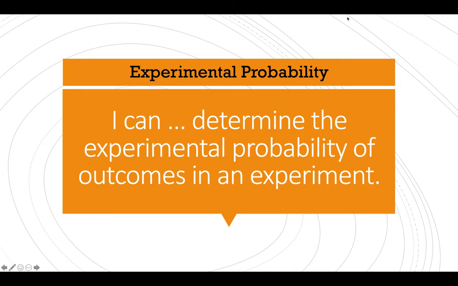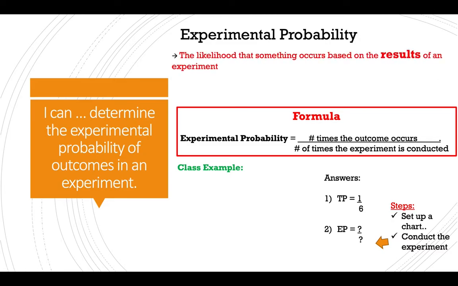Okay, so this is the I can statement. Put today's date, June 10th. I can determine the experimental probability of outcomes in an experiment. So basically the same as yesterday, but rather than theoretical, it's now experimental probability. Okay, so most important thing: experimental probability is the likelihood that something occurs based on the results. Key. It's why it's bold and massive. The results of an actual experiment. So experimental probability is what actually happens. Okay? So when doing an experiment, this is what actually happens.